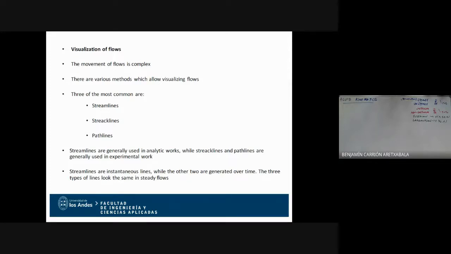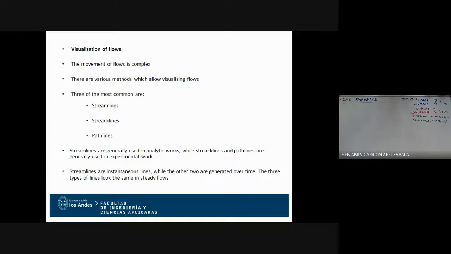Okay. So how do we visualize flow? If you have seen water moving, a river flowing, or any kind of flow, you know that flows are complicated. It's mainly due to turbulence, which we're not going to talk about in this course. But flow can be very complex, right? So there are three common ways to express flow.